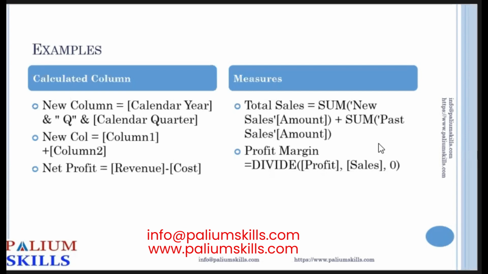Profit margin is you divide the profit by sales, round it to 0 decimal points. That is your total profit margin. So these are examples of measure. A measure will always come up with one number. A calculated column, on the other hand, will be calculated for each row.